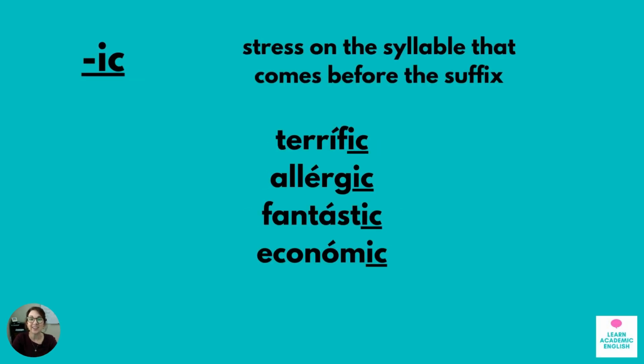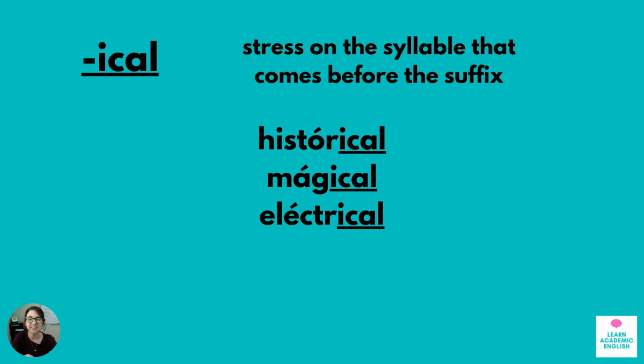Ik usually makes adjectives, and remember, just like itty and shun, we're going to look at the suffix and we're going to put the stress on the syllable before. Terrific. Allergic. He is allergic to cats. Fantastic. Economic. Notice in this word that because the stress is here, the O is going to be very clear. Economic. Okay, and the last suffix in this group is the suffix ical.